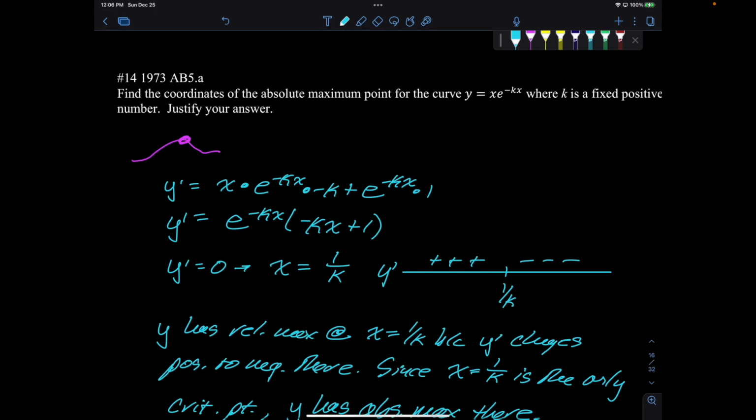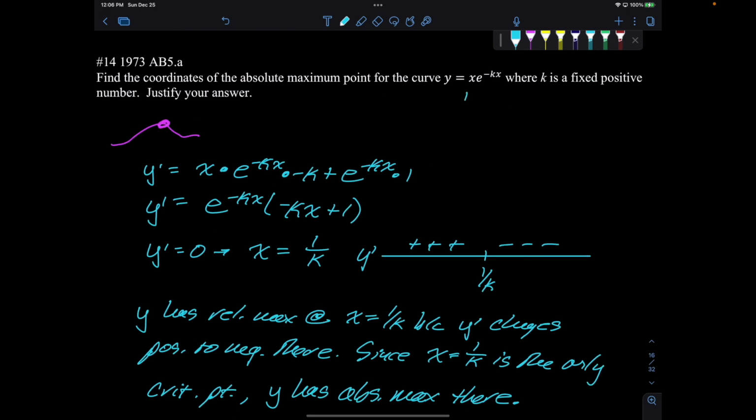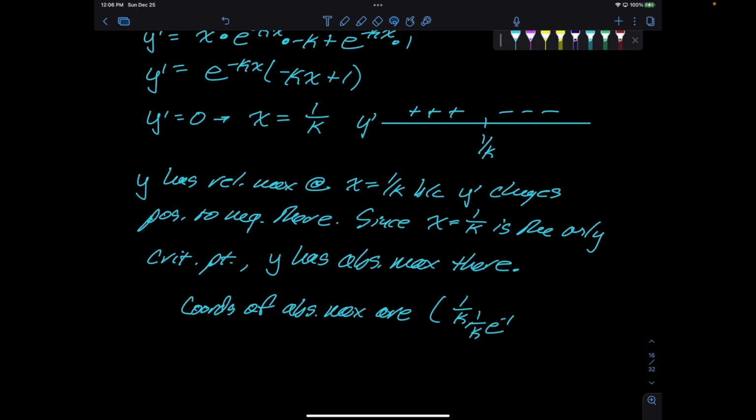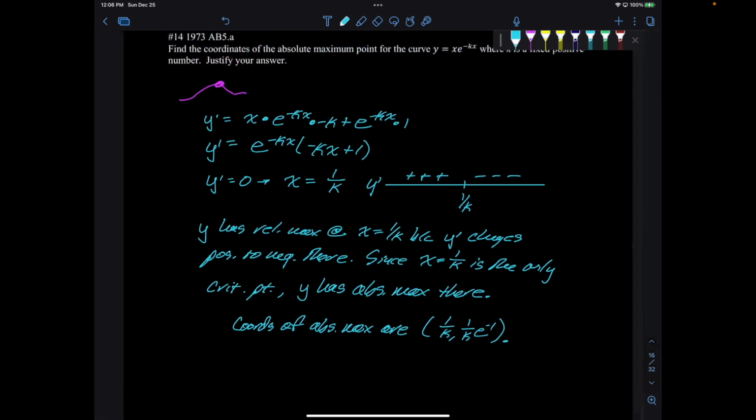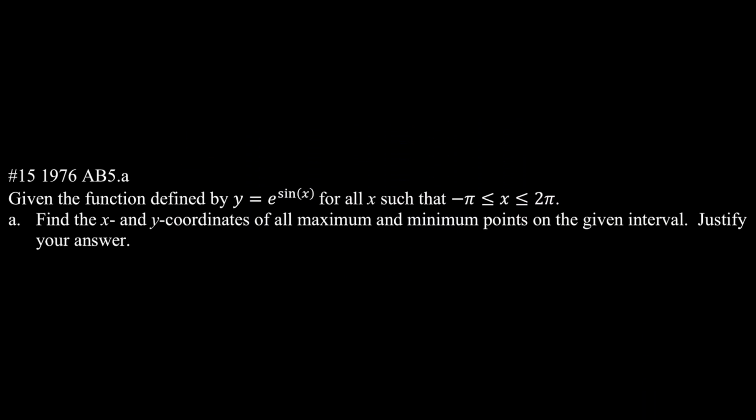We want the coordinates though. So the coordinates of the absolute max are 1 over k, comma, if I plug 1 over k in, I get 1 over k e to the negative first. That's interesting. There we go. Okay. Not bad. Let's take a look at the next one.